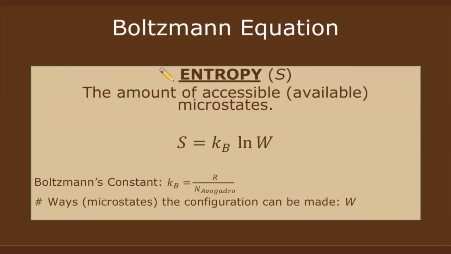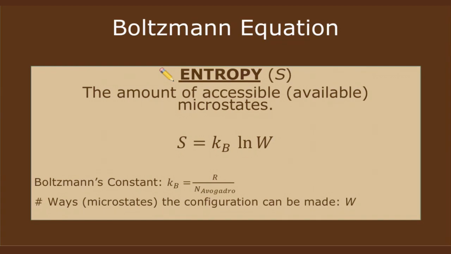Boltzmann described entropy. This is a new term. We're going to spend the rest of this unit talking about entropy in all the different ways that it can be defined and used. Boltzmann defined entropy as the number or amount of accessible microstates. Another word for accessible is available. Okay, the amount of available microstates.